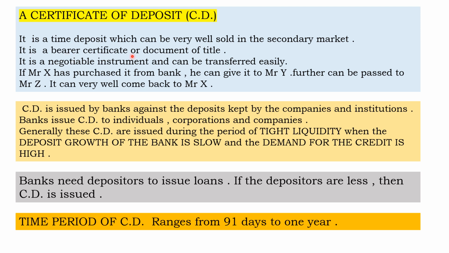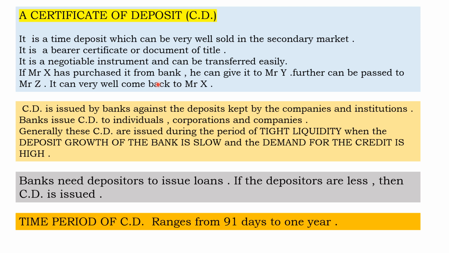It's a bearer certificate or document of title. Whosoever is holding it, it is his. It's a negotiable instrument. It can be transferred very easily. If Mr. X has purchased it from the bank, he can give it to Mr. Y. Further, it can be passed on to Mr. Z. It can very well come back to Mr. X. So the circle can go on and on.